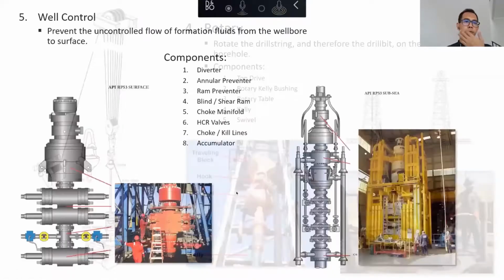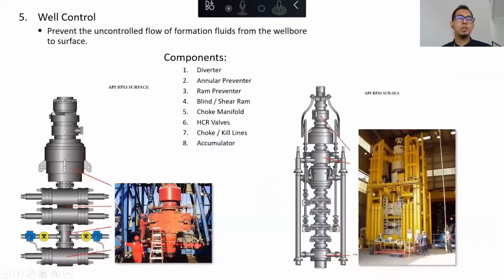And then the last but not least system is the well control system. This is one of the most important systems in the drilling operation. The well control system prevents the uncontrolled flow of formation fluids from the wellbore to surface. So it's a safety measure. The components are a diverter, annular preventer, ram preventer, blind or shear rams, choke manifold, hydraulic control remote valves, choke and kill lines, and accumulators.